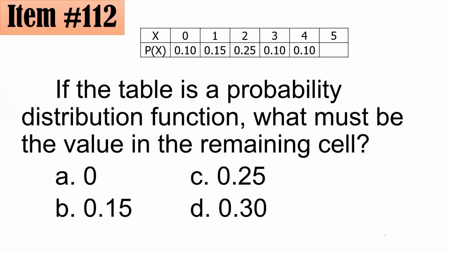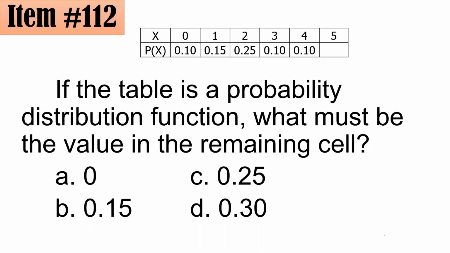112. If the table is a probability distribution function, what must be the value in the remaining cell? Is it A, 0, B, 0.15, C, 0.25, or D, 0.30? PDF, probability distribution function.